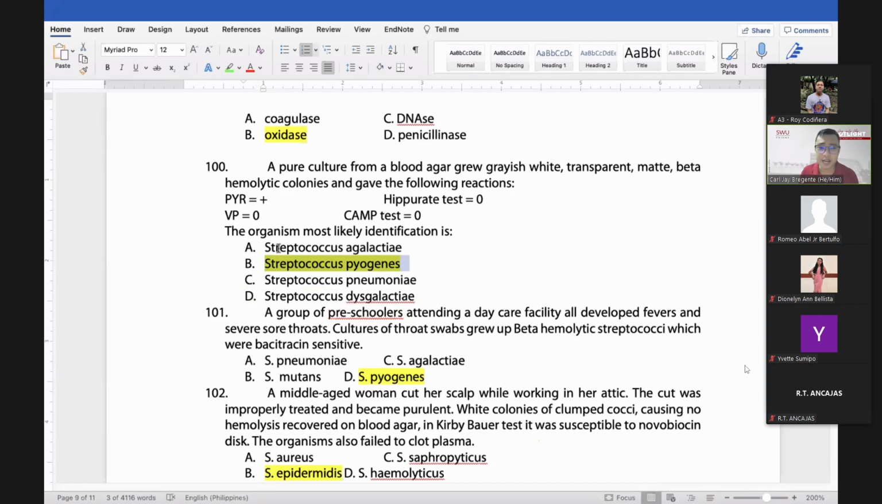Hindi pwede si agalactiae because agalactiae is CAMP positive. Hindi naman pwede si pneumoniae kasi si pneumoniae is never a beta hemolytic strep. Si agalactiae naman is PYR negative and hippurate positive.